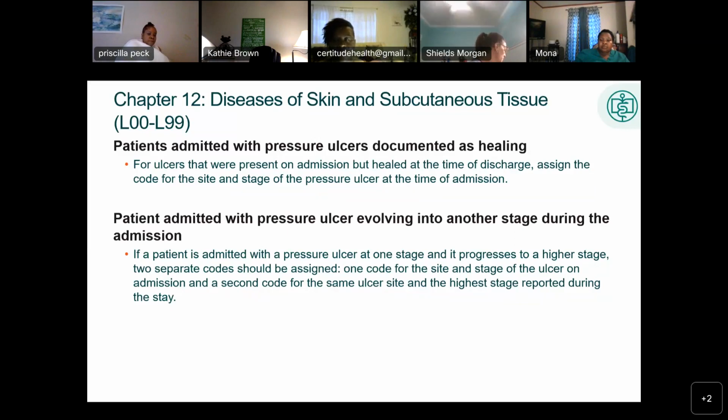Because the highest stage is going to determine medical necessity for any testing or procedures that they're going to do to treat that ulcer. That makes sense? Okay, cool.